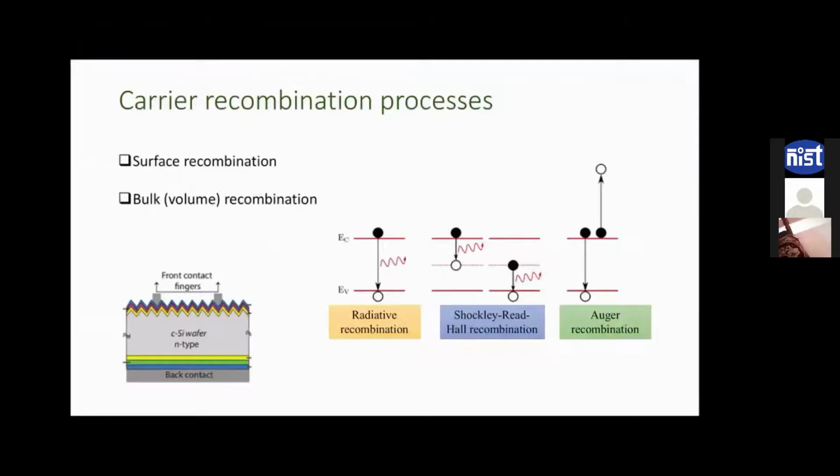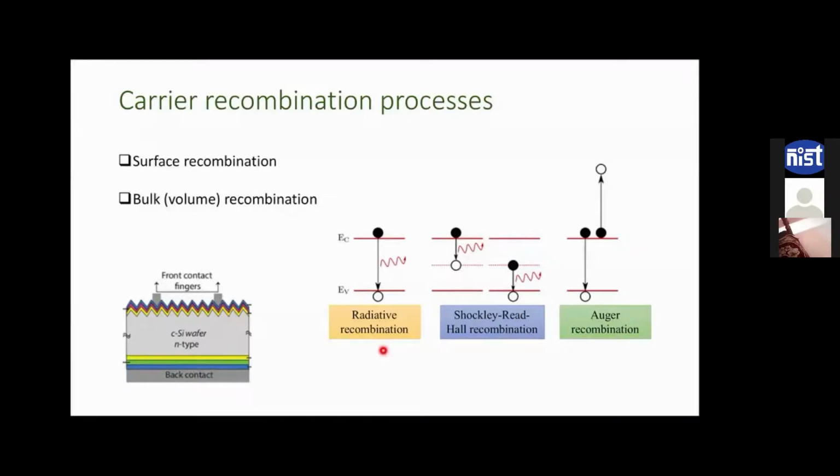Now, this is not the only recombination process happening in your crystalline silicon wafer. Other than the surface recombination that we have just talked about, there is a bulk recombination that happens inside the crystalline silicon wafer. This has nothing to do with the heterojunction. This bulk recombination is inherent to the crystalline silicon wafer, so to some extent we can't avoid it. These bulk recombination events can be categorized into 3 processes.